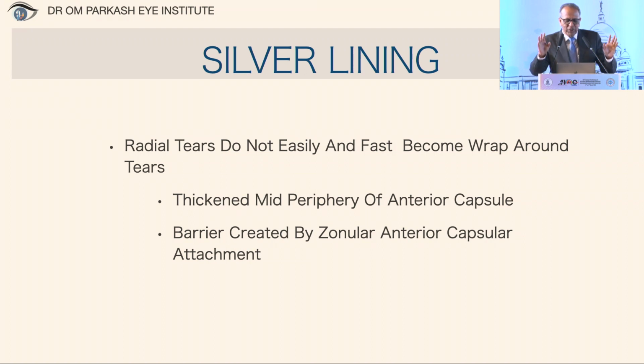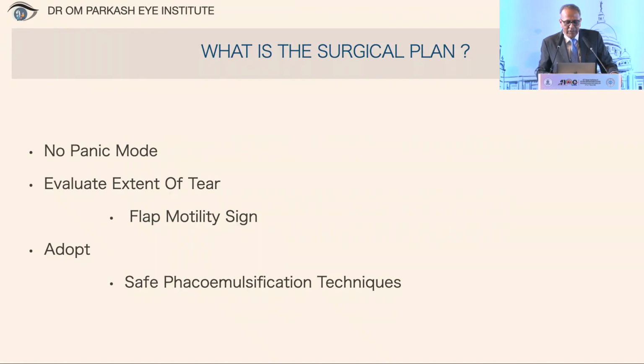So these two things are the positive things in it, but that doesn't mean that we should not take care of it. Well, the first thing which you should bear in mind is no panic mode. Because what I have seen is whenever there is an anterior capsular tear, the first thing which comes in people's mind is let's convert. No, there's no need. Why is there no need? Because we have to take care of two things. First, we have to evaluate the extent of the tear.